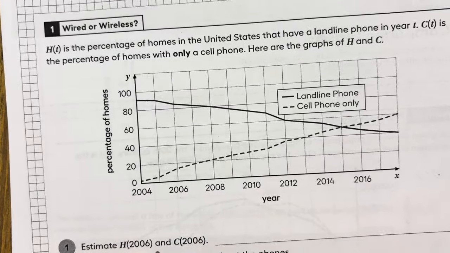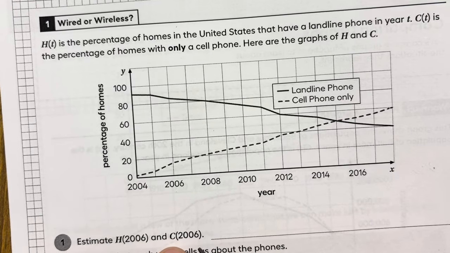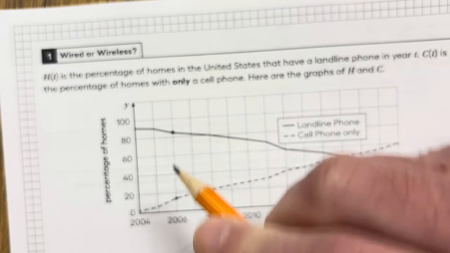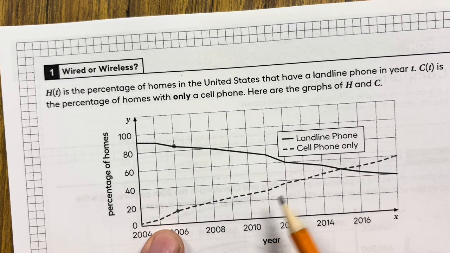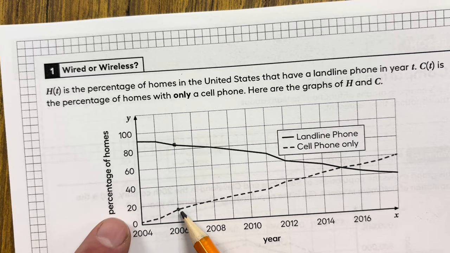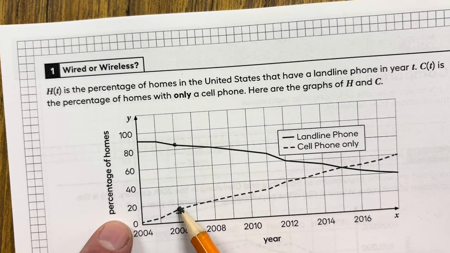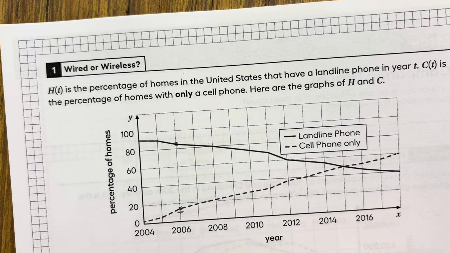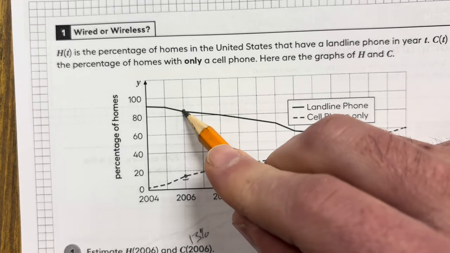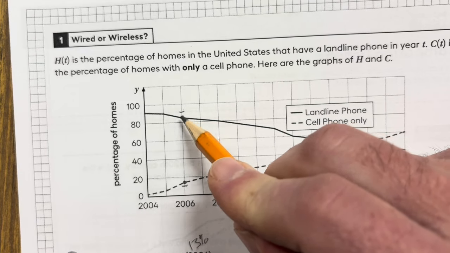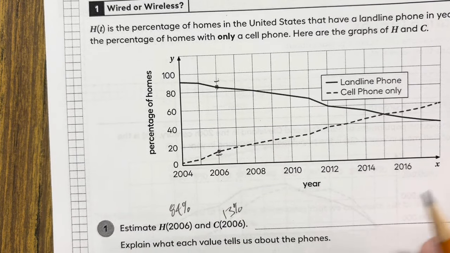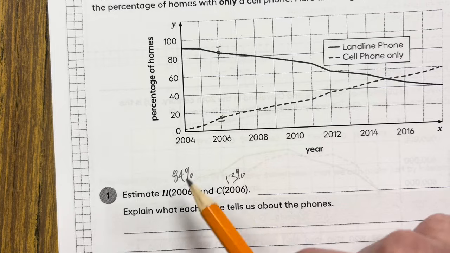Okay, estimate H of 2006 and C of 2006. So here's 2006 right there. Cell phone only, that's C of 2006. I'll do that one first. That looks like, let's see, if 10 is right halfway between there, then this is going to be like 13%. And then H, that's up here. If this is 90, then that's probably about 84. So I'm going to say 84%. If you want to write that down here, you can, or just put it up above, that's fine.